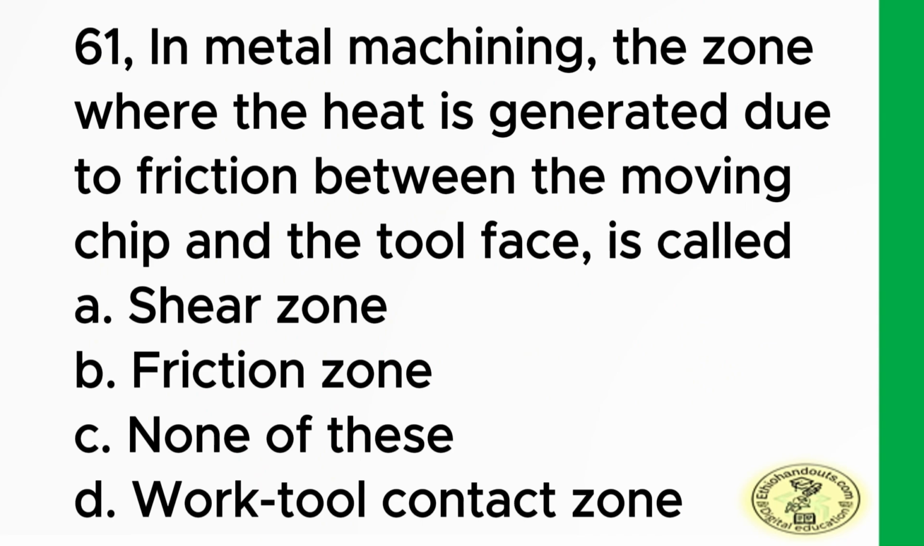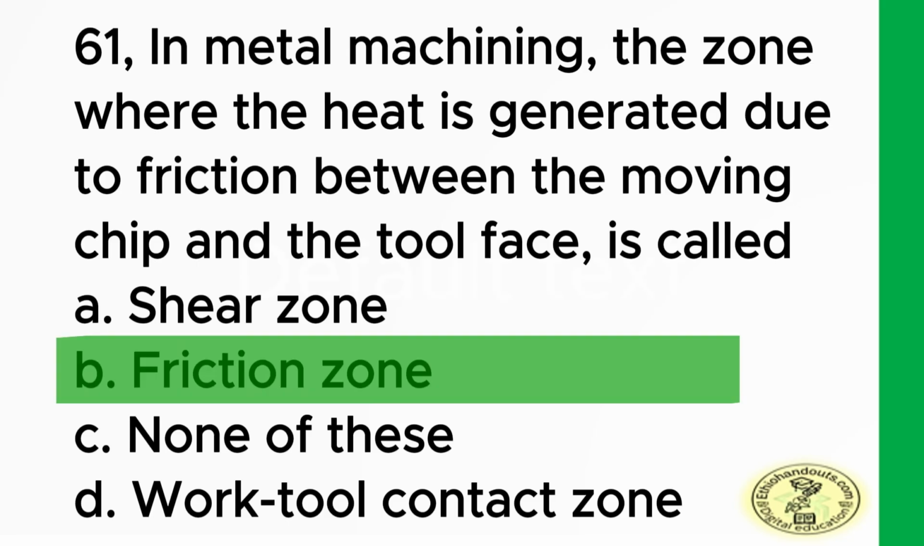61. In metal machining, the zone where heat is generated due to friction between the moving chip and the tool face is called A. shear zone, B. friction zone, C. none of these, D. work tool contact zone. The correct answer is B.